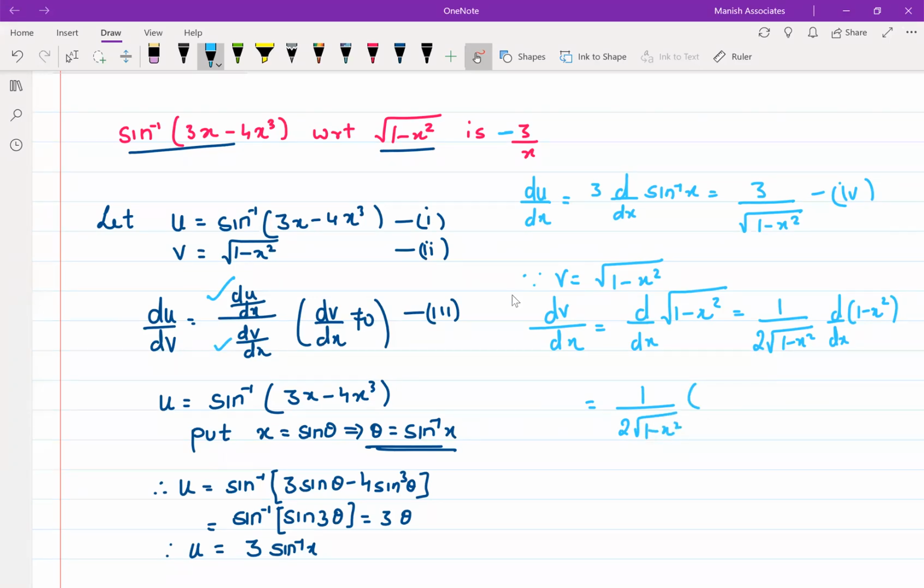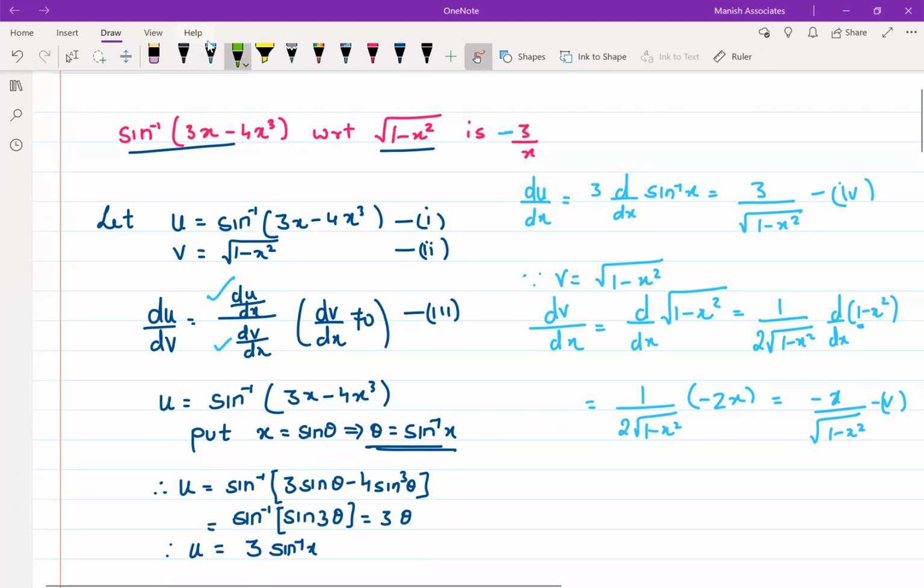Derivative of 1, please look here carefully now. Derivative of 1 is 0 and derivative of minus x square is minus 2x. So the 2 will cancel. You will get x upon root of 1 minus x square. Let this be relation 5. Now you have everything ready.